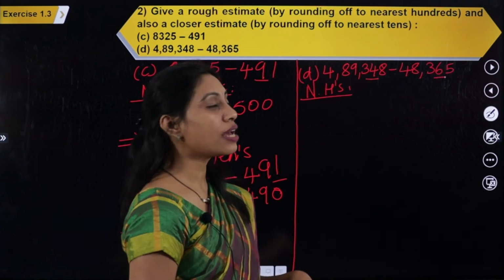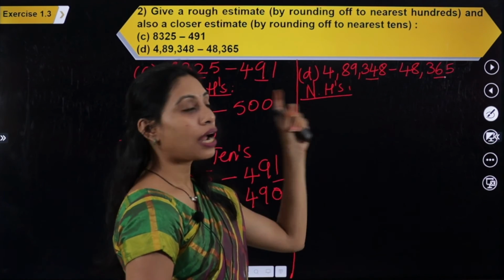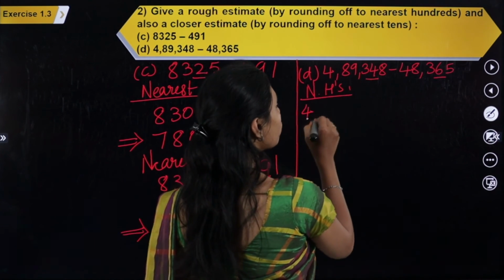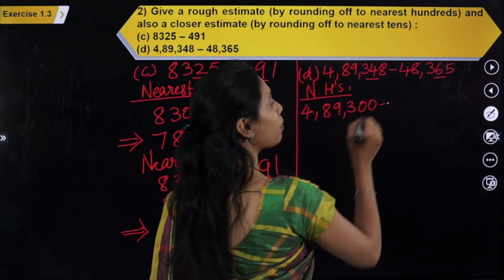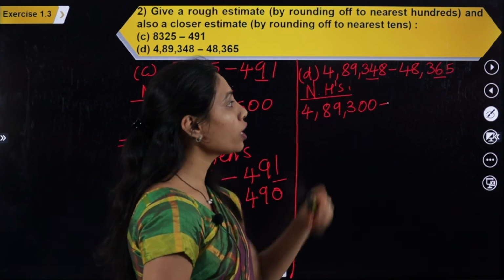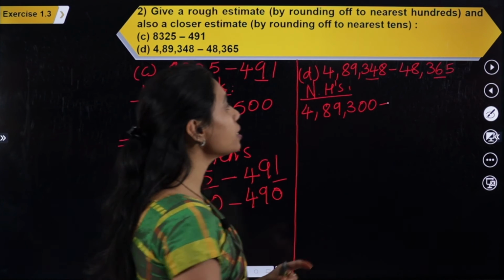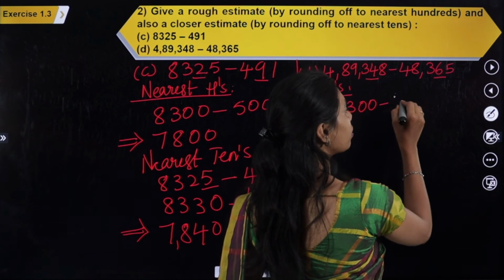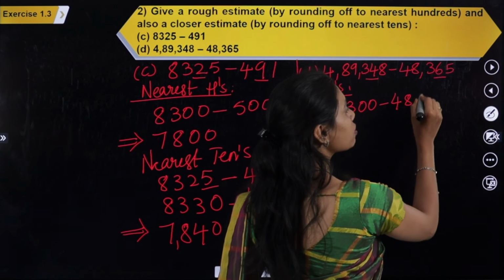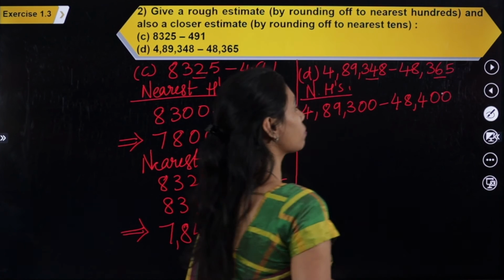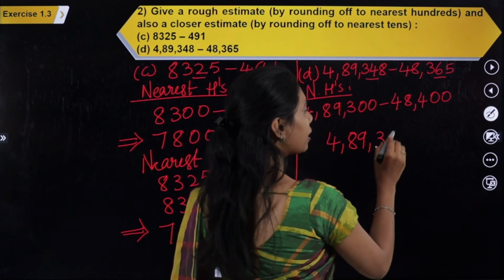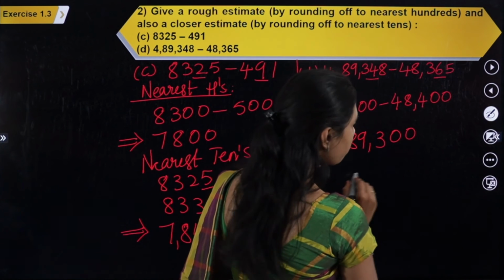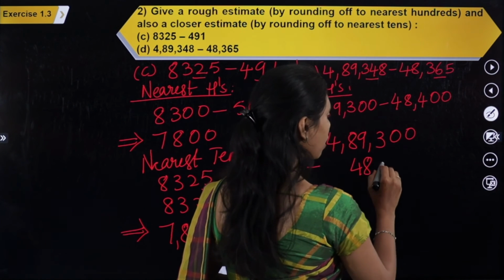Since 4 is smaller than 5, we will write the left of the underlined digit as it is, that is 4893, and along with the underlined digit we will mark it as 0. Now, here we have 6 as the underlined digit. So, we have to add 1 to the before digit. So, 3 plus 1 is 4 and the remaining zeros. Now, let us find the difference between these two numbers, 4,89,300 minus 48,400.